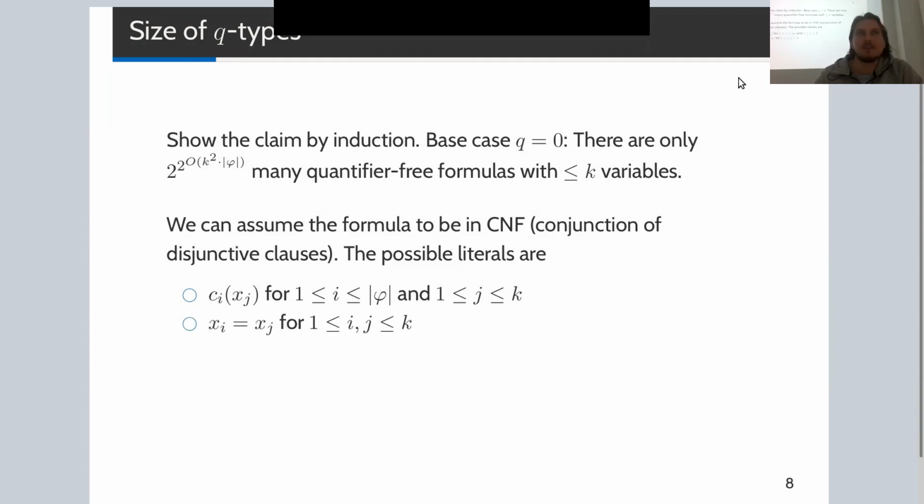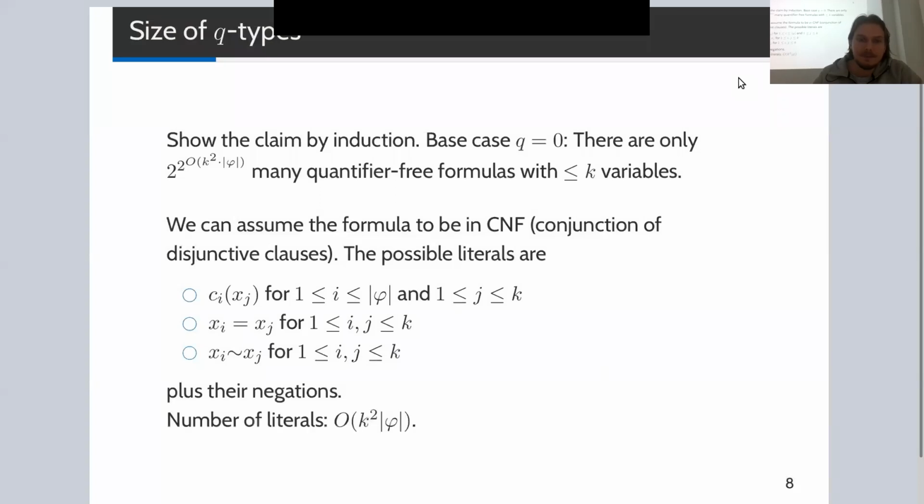Similarly, we can say that some variables are equal. So there are now k times k different literals like this. Or we can say that they're adjacent, another k times k literals. And we can, of course, have their negations. So in total, this means that the number of literals would be k squared times phi. That's an upper bound on it.